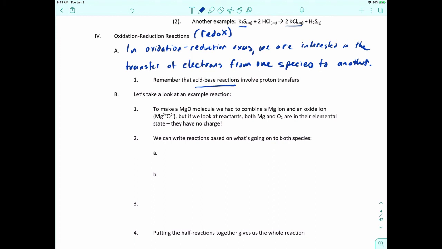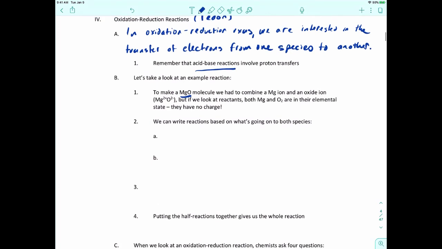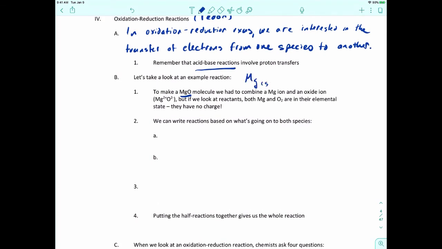To make a molecule of MgO, you have to combine a magnesium ion and an oxide ion. But if you look at the reactants, magnesium and oxygen in their elemental state, there is no charge. So here's the reaction that we've got: magnesium plus oxygen gas yields 2 MgO, which is solid. Okay, so this is the reaction that we're dealing with.